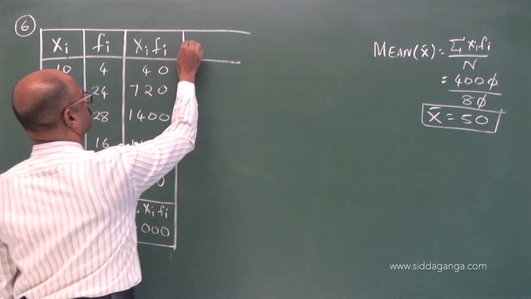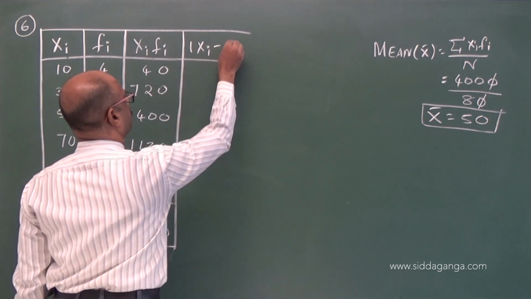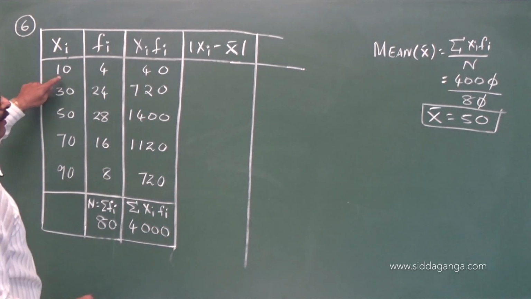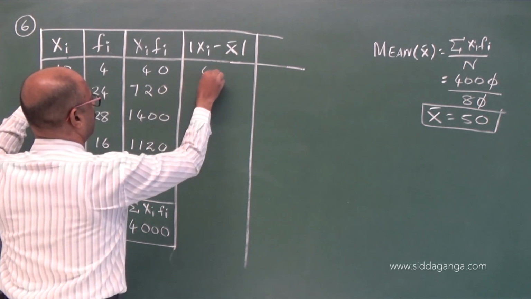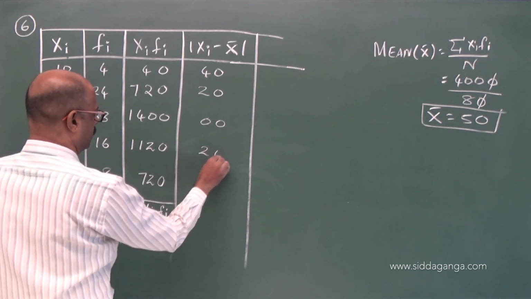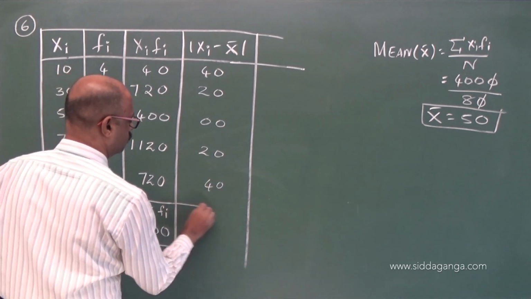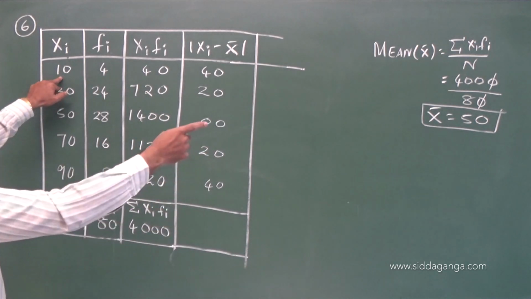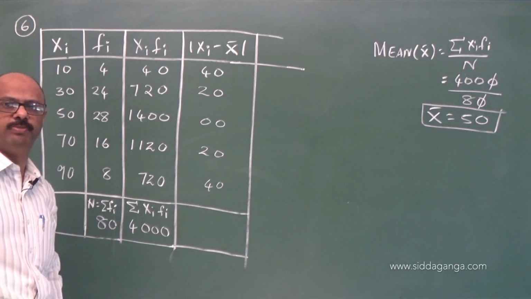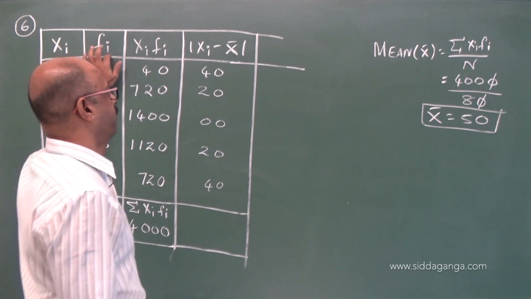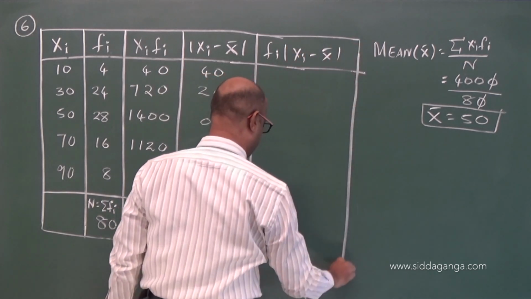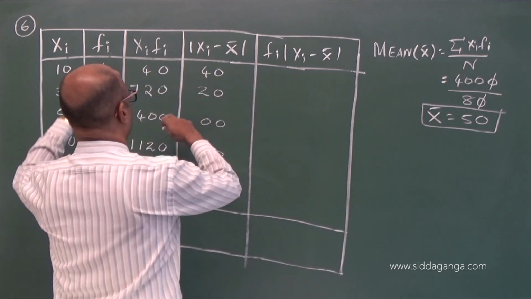After finding x bar, we will calculate modulus of xi minus x bar. 10 minus 50, you will get 40, and 30 minus 50, you will get 20, 50 minus 50, you will get 0, 70 minus 50, you will get 20, and 90 minus 50, you will get 40. We call it modulus of xi minus x bar. Now multiply this column with frequency fi, we call this fi into modulus of xi minus x bar. Just multiply, that's all. You should multiply these two.